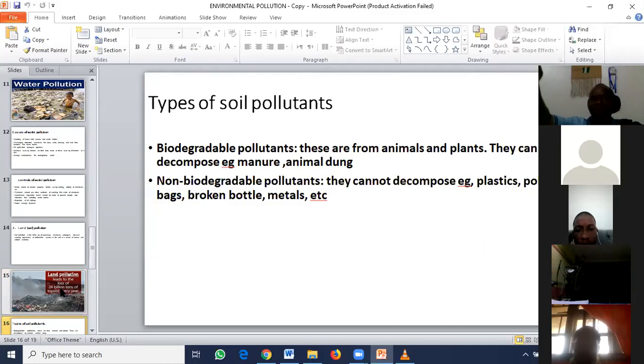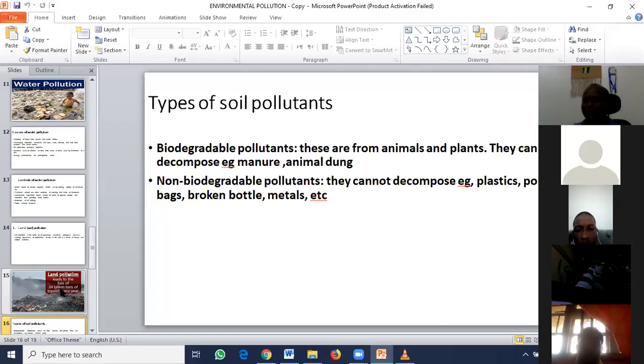Animal dung can be used as manure or fertilizer on farmland, but after some time it will decompose. You don't get to see it, it doesn't stay there forever. But non-biodegradable pollutants do not decompose. They remain in their present nature for a very long time, like broken bottles, metals, plastic. You still see them around. Polythene bags, you still see them around. They don't decompose, so they continue to form an unsightly scene in the environment.